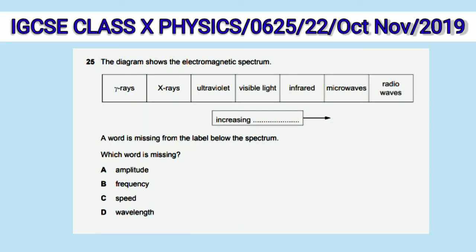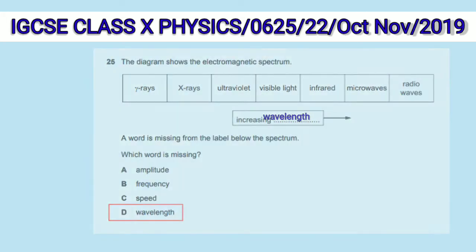Question 25. The diagram shows the electromagnetic spectrum. Gamma rays, X-rays, ultraviolet, visible light, infrared, microwaves and radio waves. A word is missing from the label below the spectrum. Which word is missing? A. Amplitude, B. Frequency, C. Speed, D. Wavelength. And the correct answer is option D, wavelength. The arrow points towards increasing wavelength.